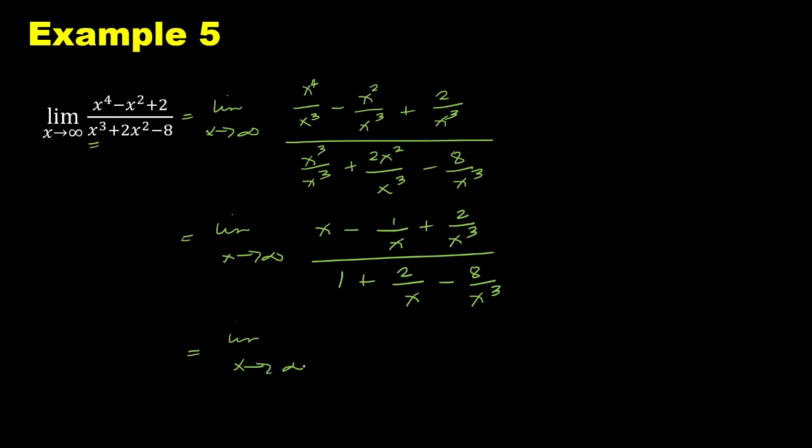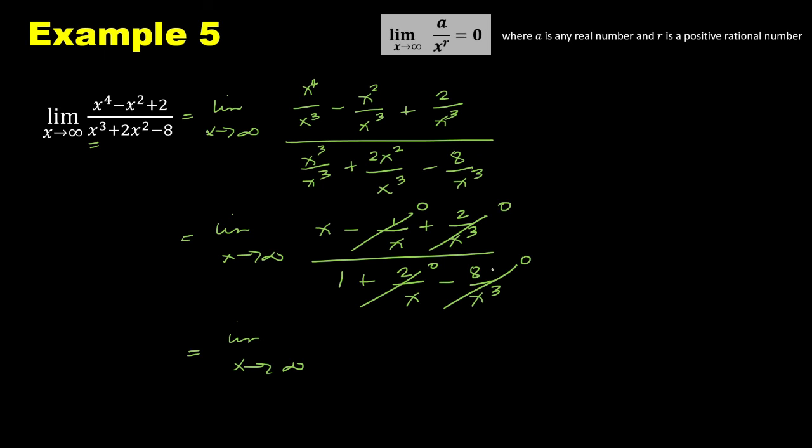Continuing, this limit is 0, same here, same as 2 over x and negative 8 over x cubed. Again, we're using the limit of a over x raised to r as x approaches infinity is equal to 0. So what we have here is the limit of x over 1 as x approaches infinity, or simply x. And then, trying to substitute infinity to x, we have infinity.